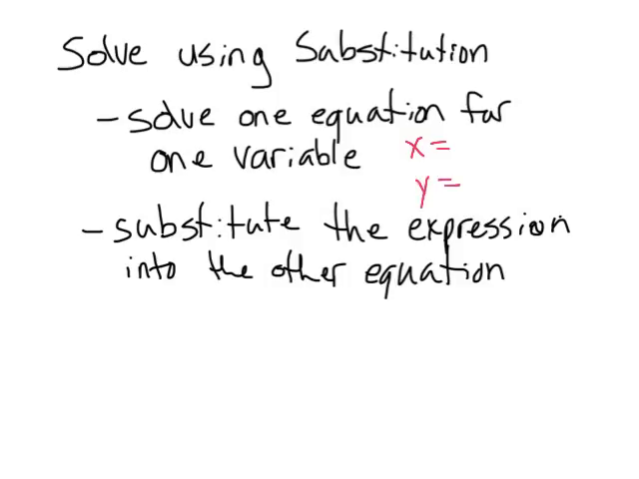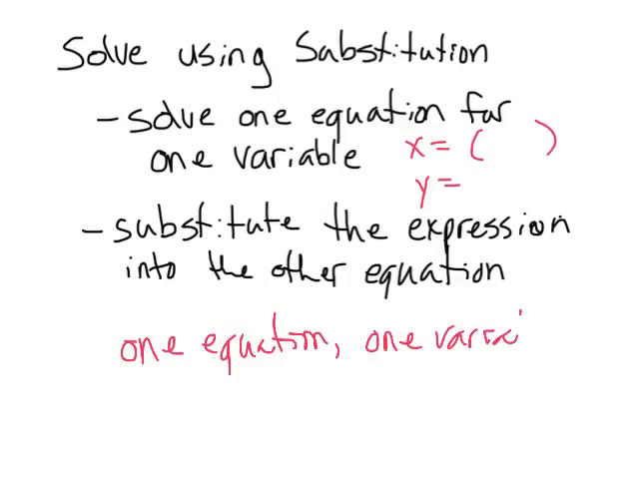And then we take the expression that's on the other side and we replace the variable that we solved. We replace it in the second equation with that expression. And what that leads to is one equation and one variable. So when I have one equation and one variable, I can always solve it if there is a solution. And then I would use back substitution to find the other variable.